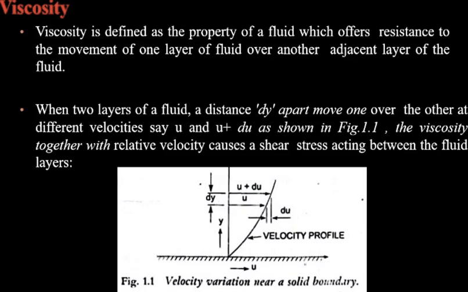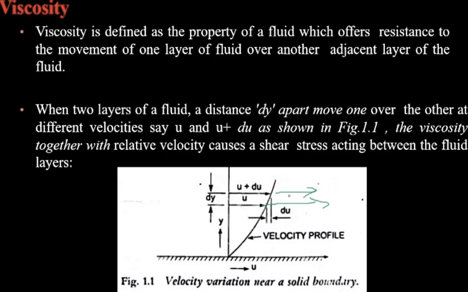velocity variation near a solid. Okay, here there are two layers of fluid, you think these two arrow marks are there, no? These are two layers of fluid, at a distance of dy apart, moving over one another. They will move at a distance dy. These are what? Layers of fluid.